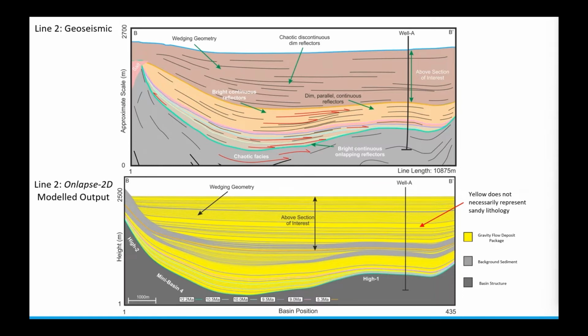Now, we can compare our model to line 2 of our geoseismic. We find that overall the model basin structure and thicknesses of the zones within an interval of interest, as well as the lateral extent of the gravity flow deposit packages within these zones, were a good fit to both our seismic and our well data. But one thing to notice is that above our section of interest, we have this wedging geometry. This is not as fine-tuned as our section of interest, however, can still provide important information.